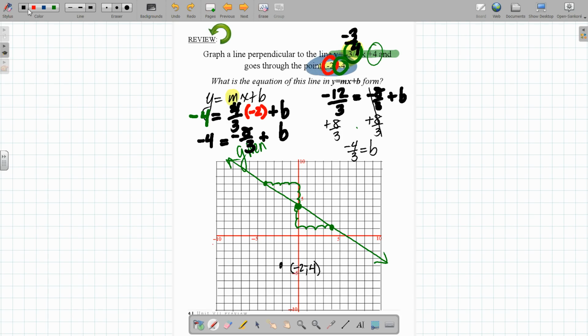This is easier to graph if you change it to a mixed number, which 3 goes into 4 one time with 1 left over. So that's 1 1/3, and it's negative. So the equation of the new line, the secondary line, is going to be y equals 4/3 x minus 1 1/3. Go ahead and let's graph.